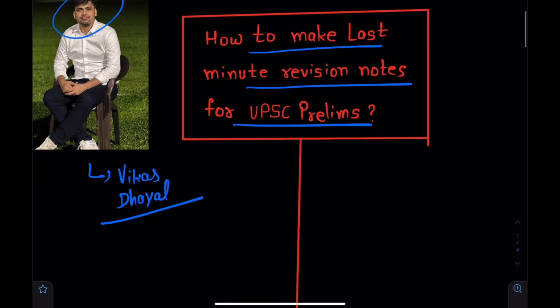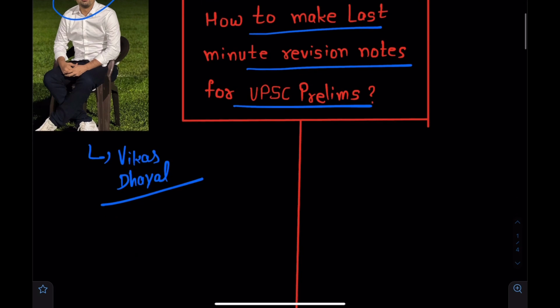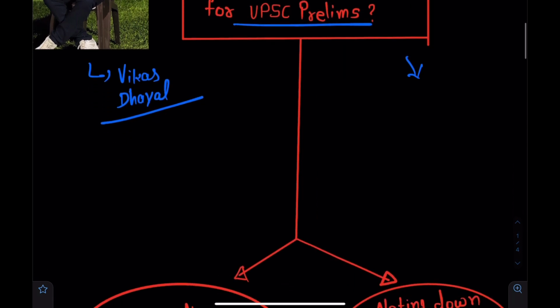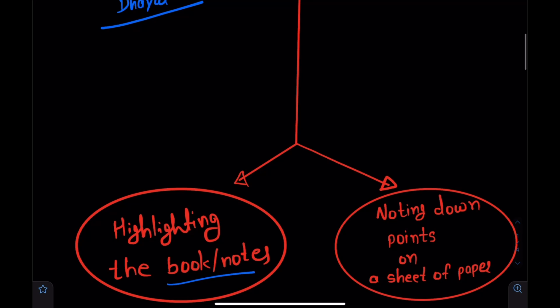In this video I am going to explain how to make last minute revision notes for UPSC Prelims in the best possible manner. This strategy helped me qualify UPSC Prelims over and over again, and particularly in the last two attempts I was able to beat not only the CSE cutoff but the Indian Forest Service cutoff with the general category with ease. So this particular method was really useful in doing so.